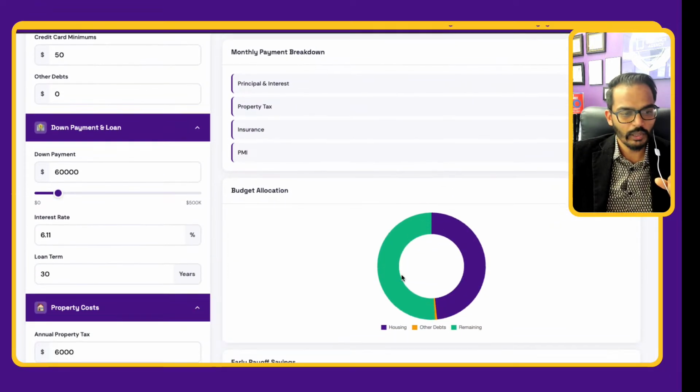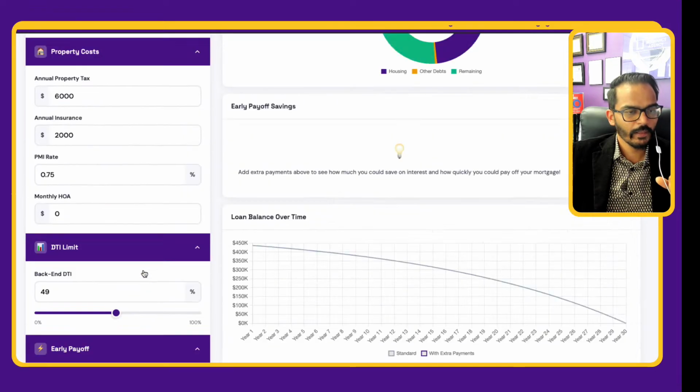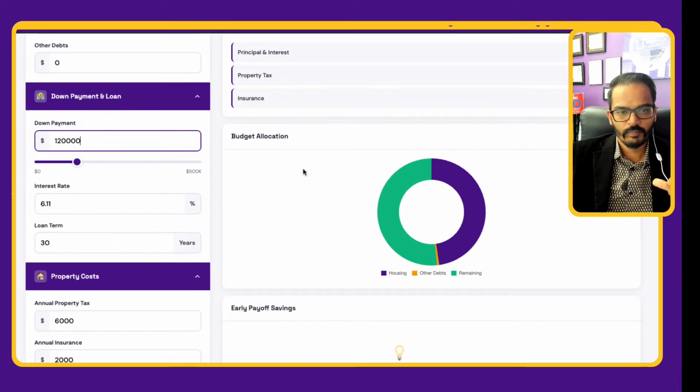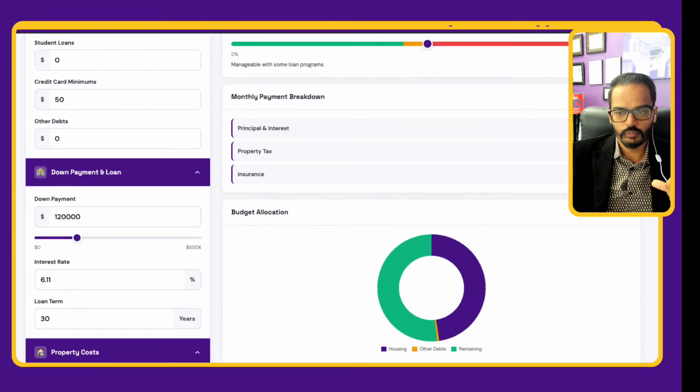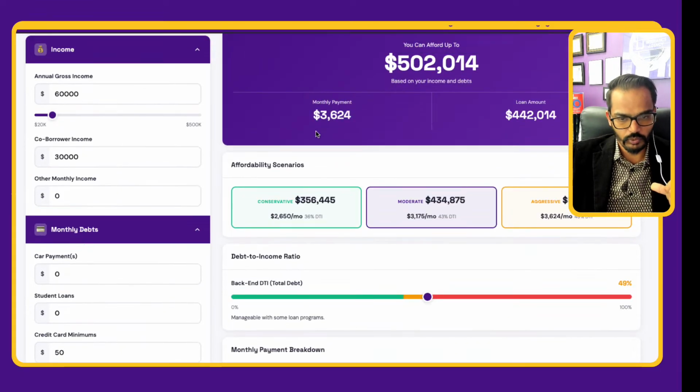So if you were to put down 20%, let's just go with that route, and then you see your mortgage insurance is gone. Regular insurance, this is your home insurance. Your PMI mortgage insurance is removed once you hit 20% equity, right? So we'll bring it back to 60,000, and we can see that 276 is there, and now we're back to 3,624, right?